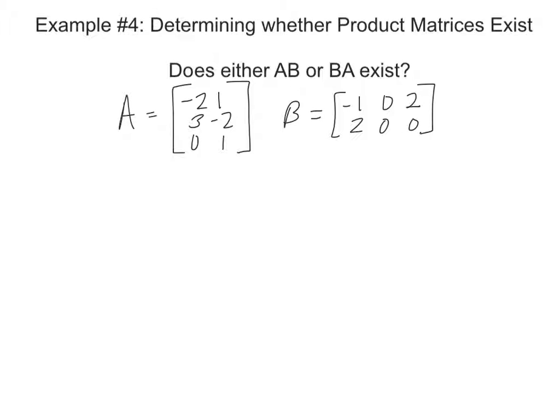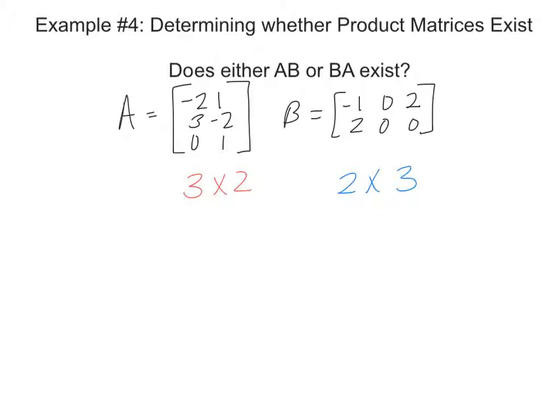All right, finally, we need to determine whether a product of matrices exists. In the last example, we had two 2x2s. So we had a 2x2 multiplied by a 2x2, and they begot a 2x2. In this particular case, we have a 3x2 for the first one, and a 2 by 3.